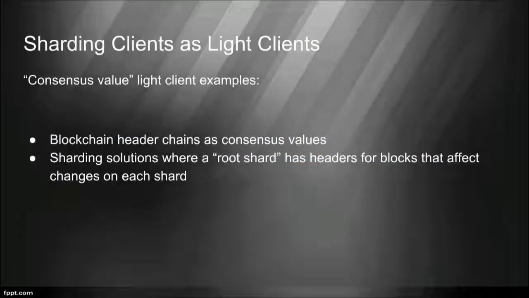We are used to this kind of light client, what I call a consensus value light client, where instead of the consensus value being the whole blockchain, you have a header chain instead.